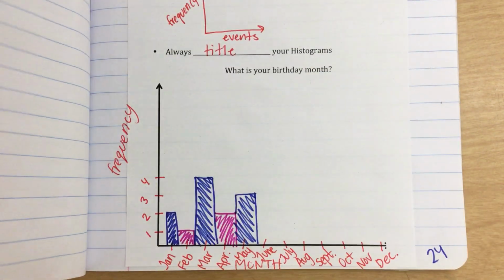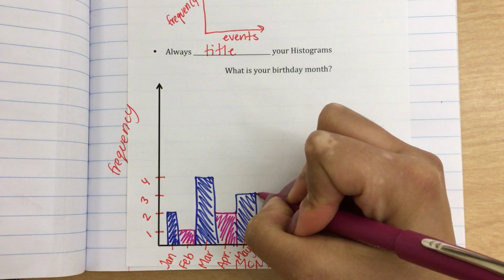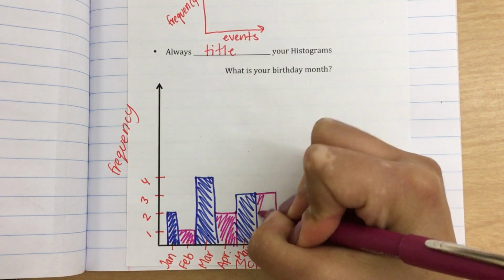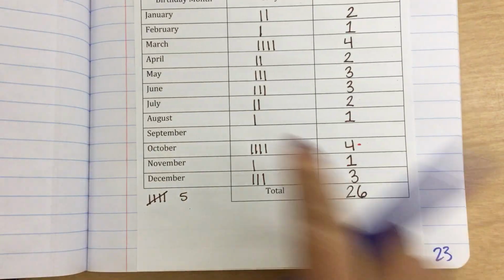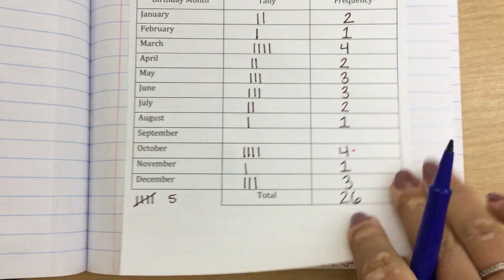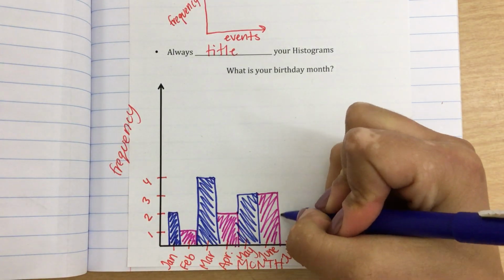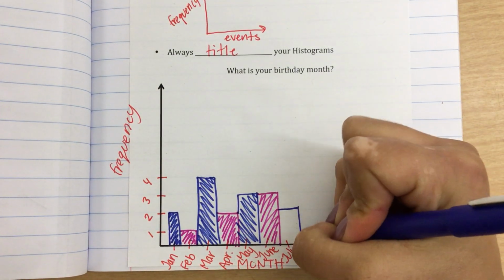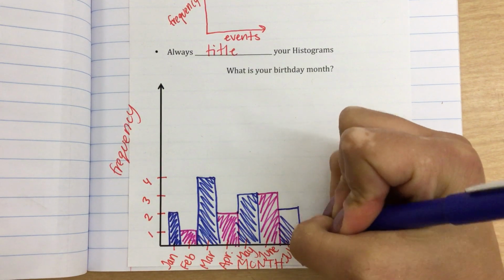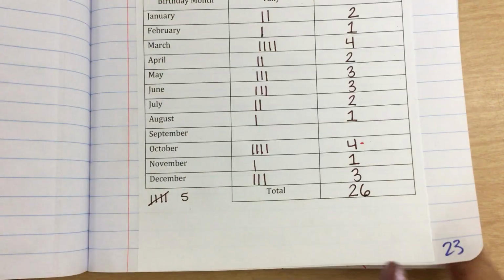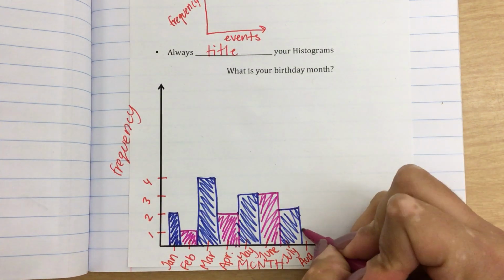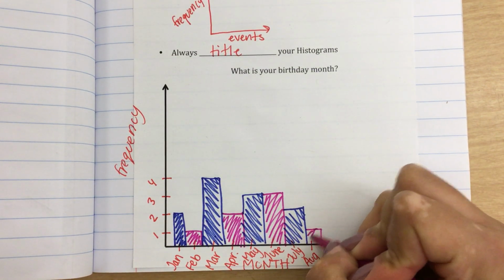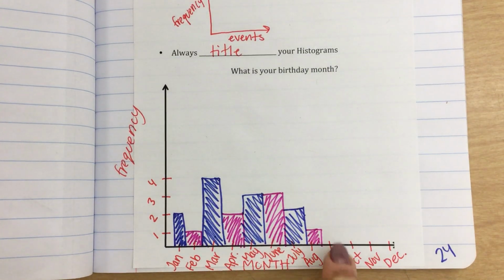June also had 3, so they're going to be the same height. July had 2, so I'm going to go up to 2 in July. August had 1. Oh, and then September didn't have anything. August had 1. Fill that in.